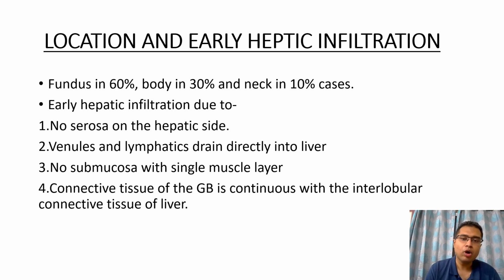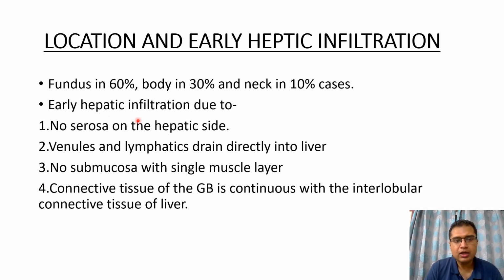So coming to the very important question, why even in early cases of gallbladder carcinoma do we see hepatic infiltration commonly? So this is a very important viva question as well. So coming to location of the gallbladder carcinoma, mostly it involves the fundus in 60% of the cases, body is involved in 30% of the cases and neck in 10% of the cases. Early hepatic infiltration is attributed to these four important points.